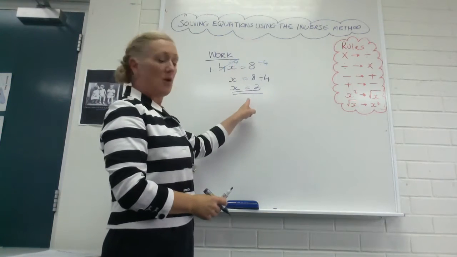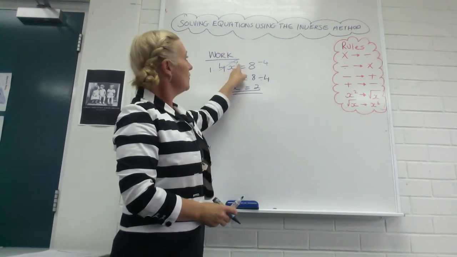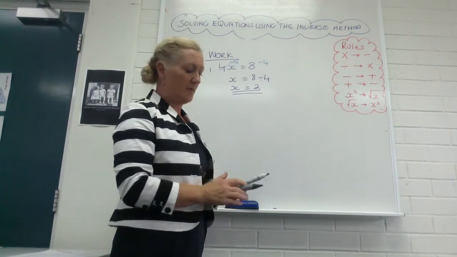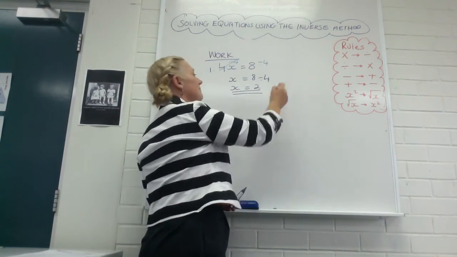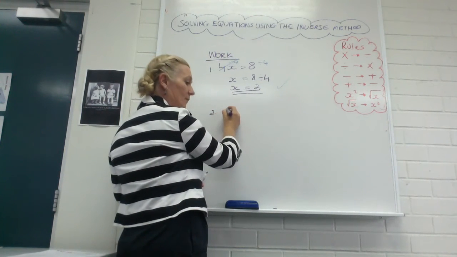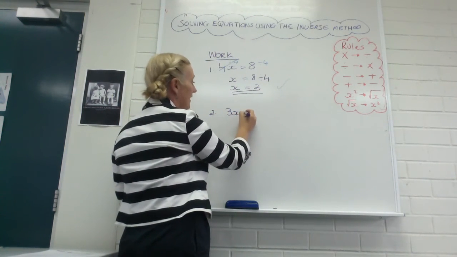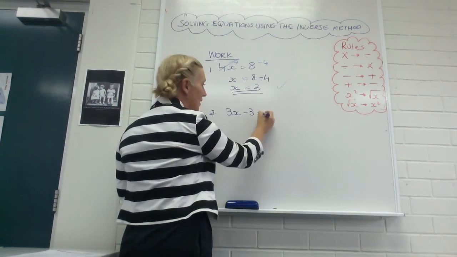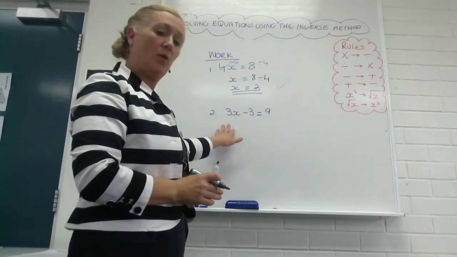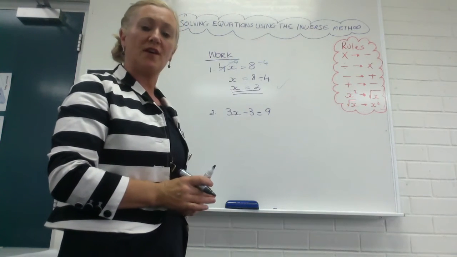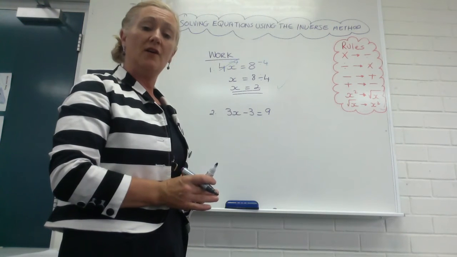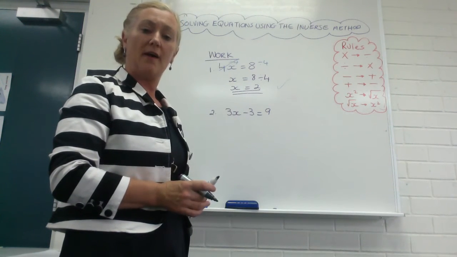Check that you have your equal signs under each other. You've used your different colour pens and underlined your answer. If you got that right, well done girls. Excellent. Next one. 3x take 3 is equal to 9. Pause the video, write down the question and work through it yourself. When you've finished, restart the video and see if you've got the same answer as I have.